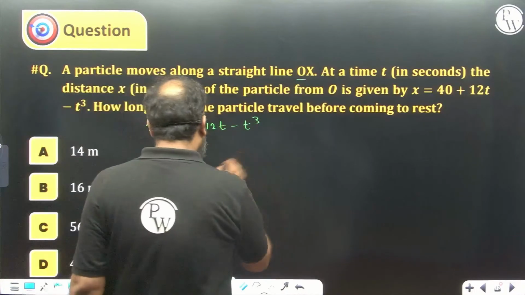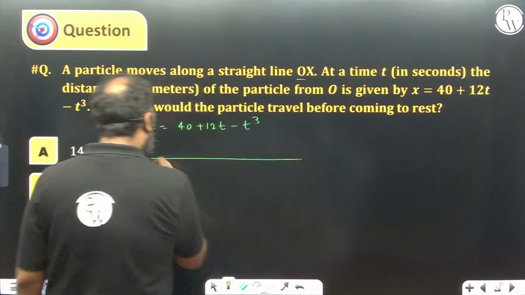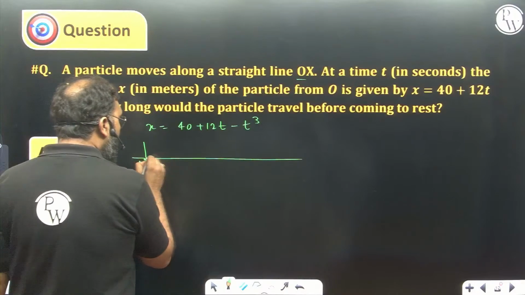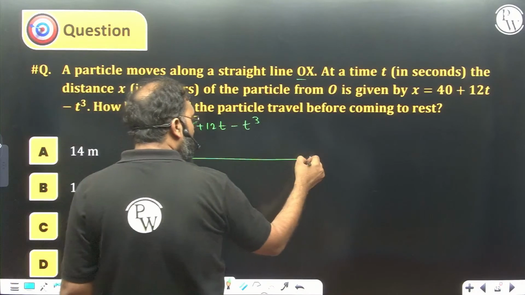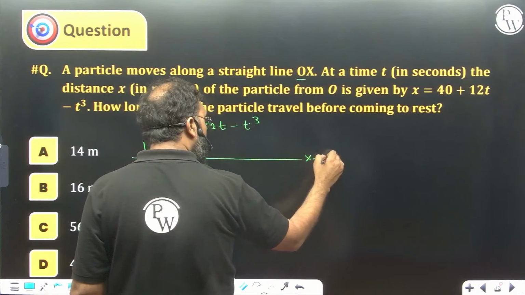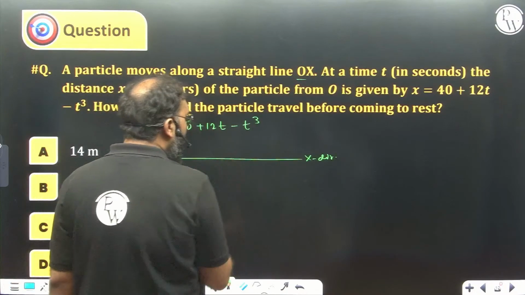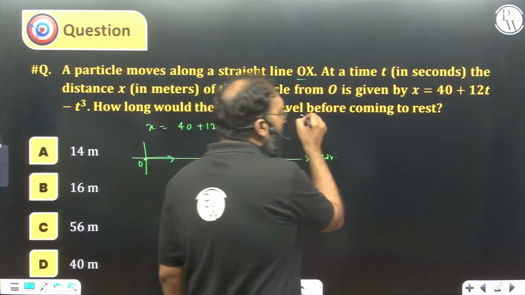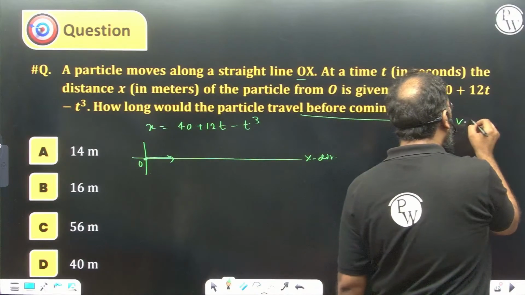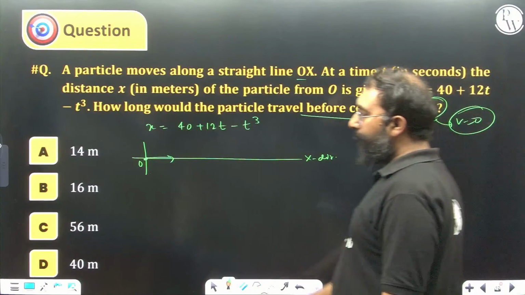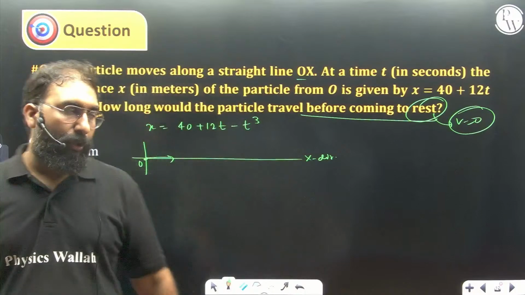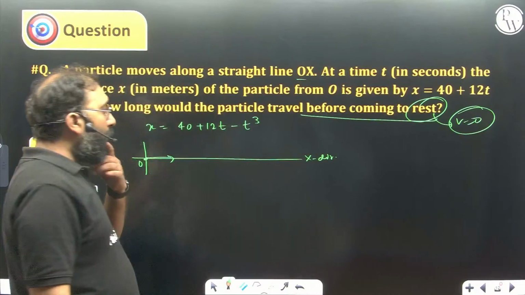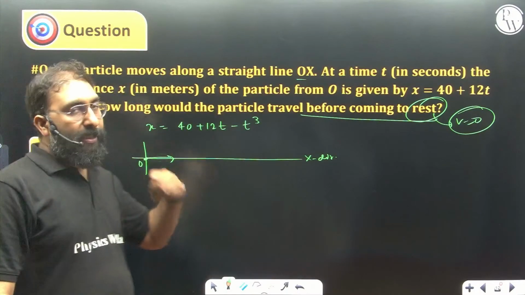So it's given that the particle has started from here, point 0, and it is traveling along x direction. This particle is traveling here. So they are saying that this particle will be coming to rest, means ultimately this particle will come to rest. Rest means v equals 0, means after some time the velocity of the particle will become 0. So before coming to rest, how much distance the particle will travel?